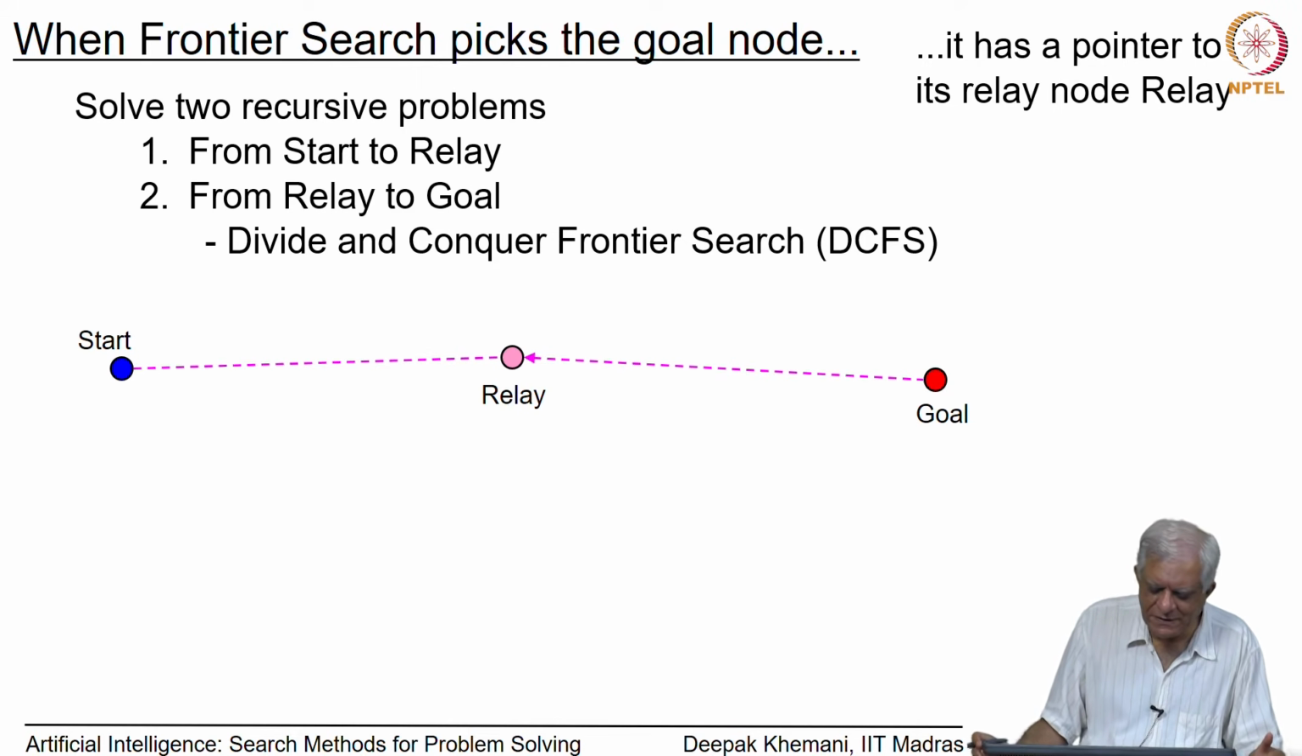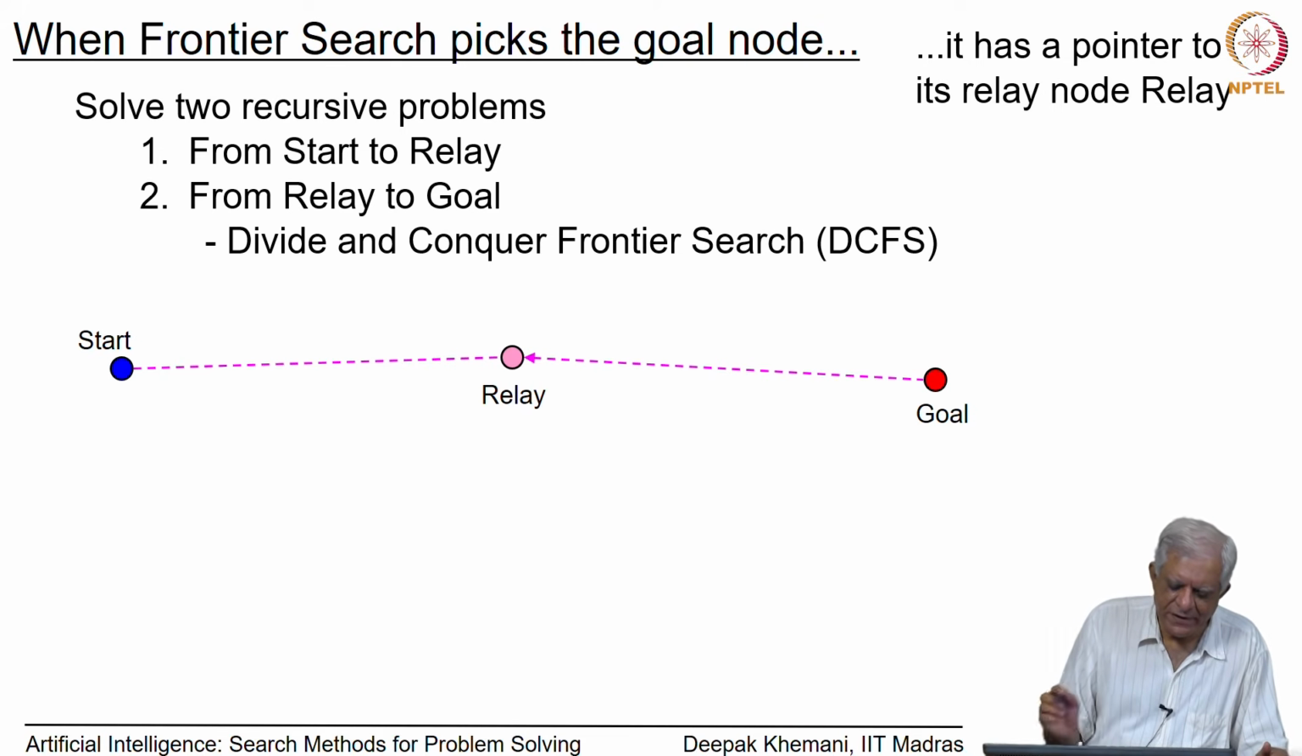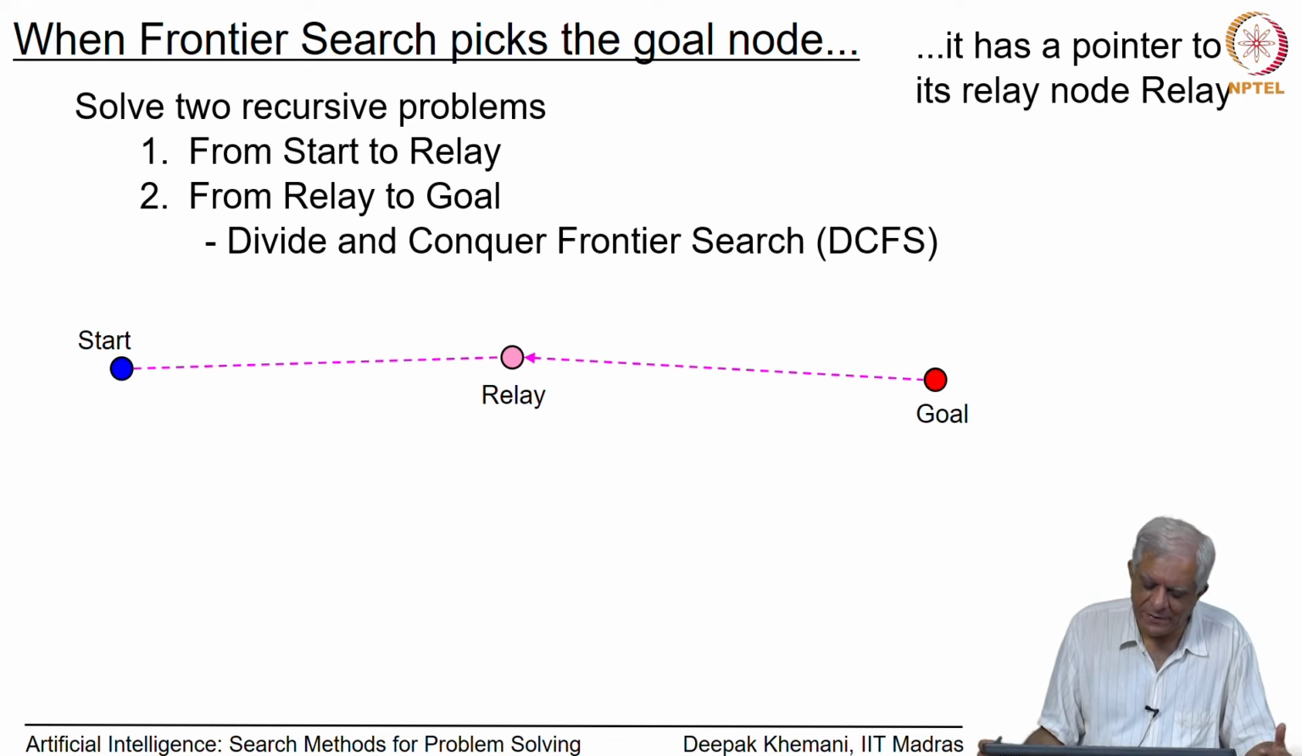So, supposing you made this relay, you solve one of the problems. So, let us say you solve the problem from start to the relay node. What will happen at the end of that particular recursive call?